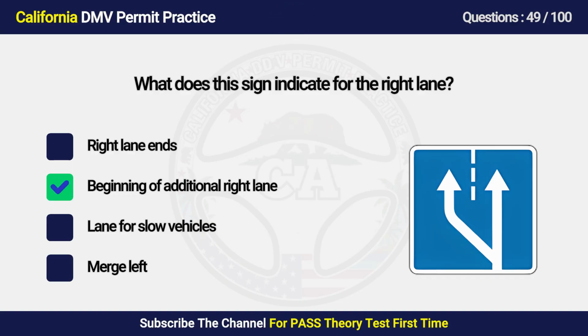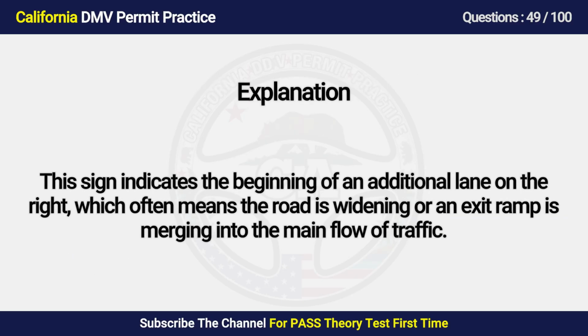Answer is B. Beginning of additional right lane. This sign indicates the beginning of an additional lane on the right, which often means the road is widening or an exit ramp is merging into the main flow of traffic.